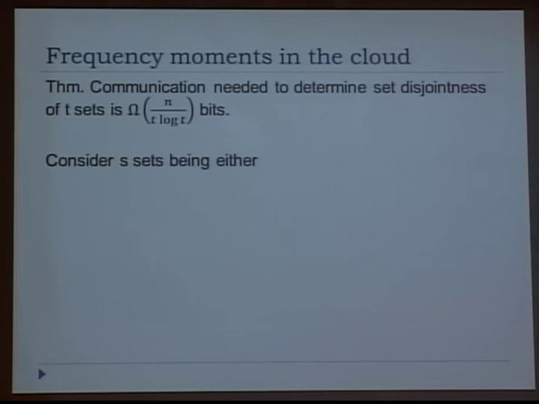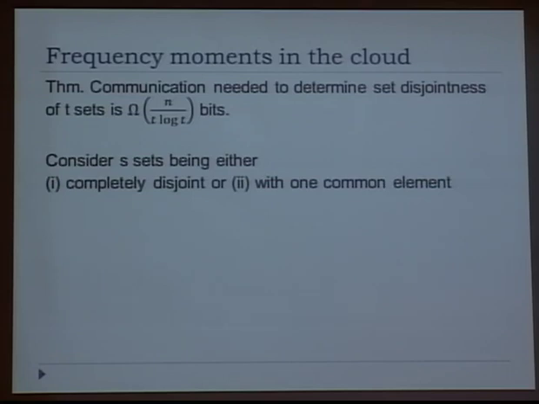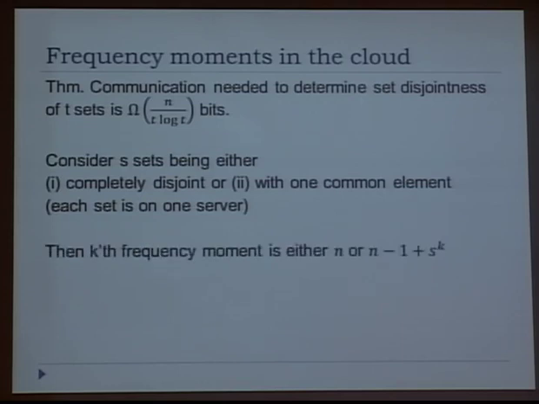Let's take the case of computing frequency moments. As I said, the sets are either disjoint or have one element in common. Let's think of each set as being on one server, so each subset of 1 through n is on one server. The function you're trying to compute is 0 if they're all disjoint and 1 if they all have one element in common. Now look at what the kth frequency moment will be.